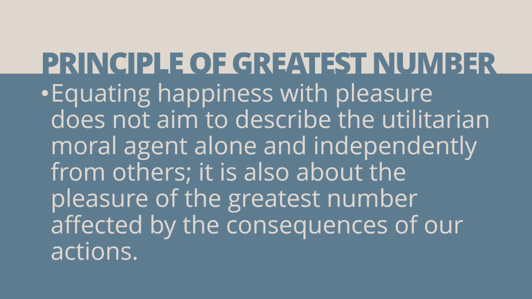In the principle of greatest number, equating happiness with pleasure does not aim to describe the utilitarian moral agent alone and independently from others. This is not only about our individual pleasures, regardless of how high, how intellectual, or in other ways noble our actions are. But utilitarianism, the principle of greatest number, is also about the pleasure of the greatest number affected by the consequences of our actions. It does not concern an individual's happiness alone.